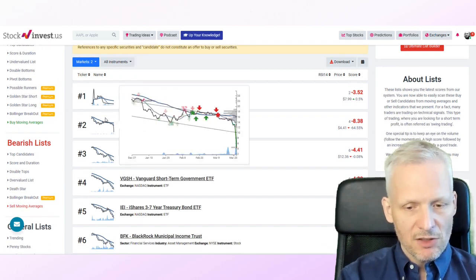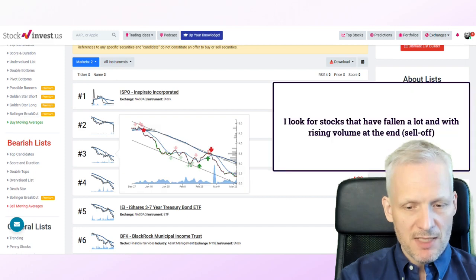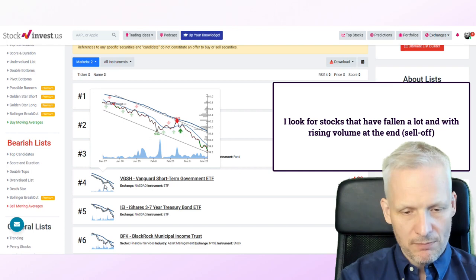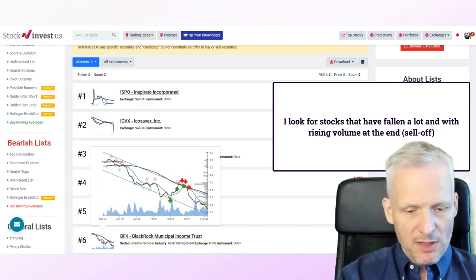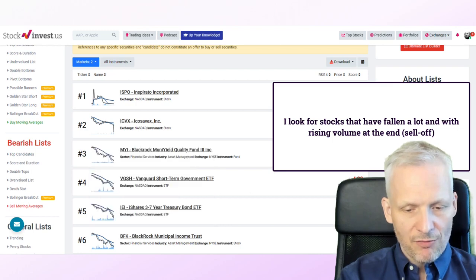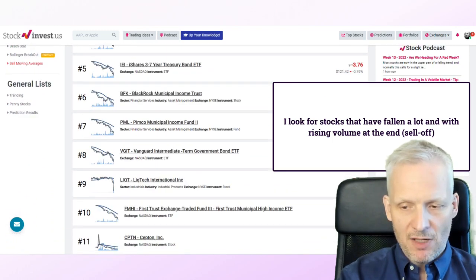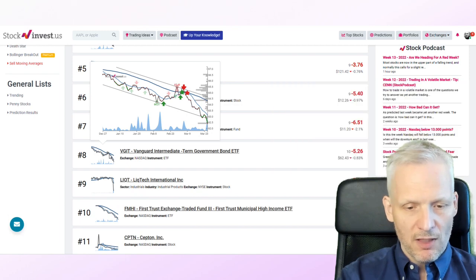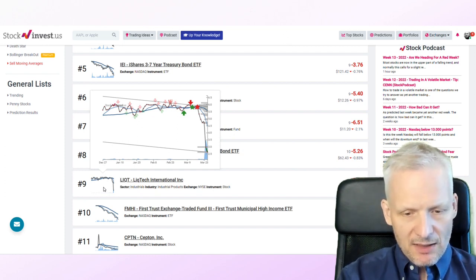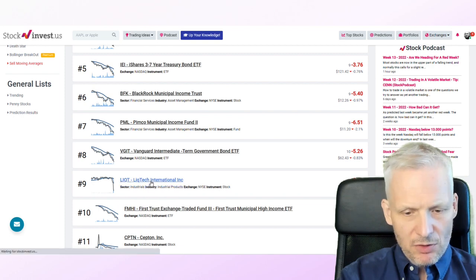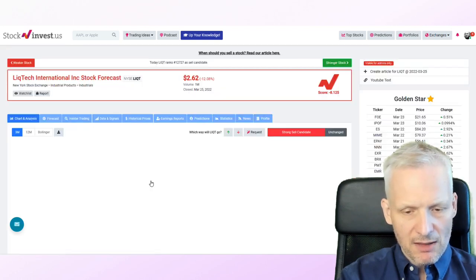And here again I just go over the charts and we will see they are colored green at the end, meaning they are oversold. I try to be a little careful because what I'm looking for is a stock that has fallen a lot and at the very end of the fall has rising volume, usually meaning that there is a sell-off. This stock, for instance, has that to some degree. I'm not sure what company it is, but usually then I go in and check.